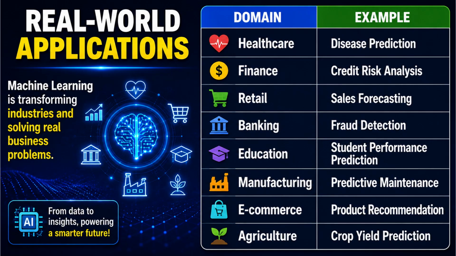So the real world applications are very important, because machine learning is, as you know, transforming a lot of industries and solving real business problems. Using Python makes it much simpler to do. Some examples by domain: healthcare, disease prediction. These are only some examples. Finance, credit risk analysis; retail, sales forecasting; banking, fraud detection; education, student performance prediction; manufacturing, predictive maintenance; e-commerce, product recommendation; then agriculture, crop yield prediction.